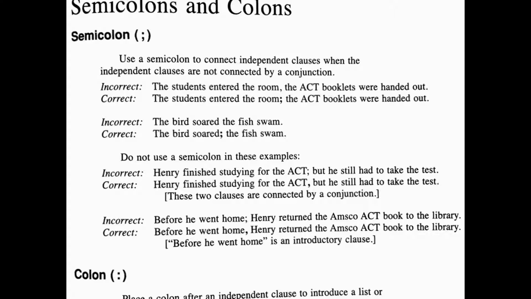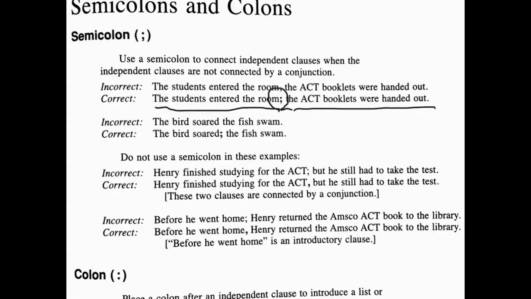All right, so you've got the students entered the room. Is that an independent clause? Yes. You can say it by itself. It stands fine as a sentence by itself. How about this one? The ACT booklets were handed out. Again, independent clause, can easily stand by itself. Now, when you have this situation, you want to connect two independent clauses with a semicolon.